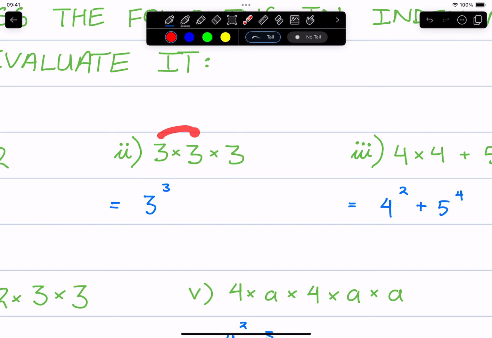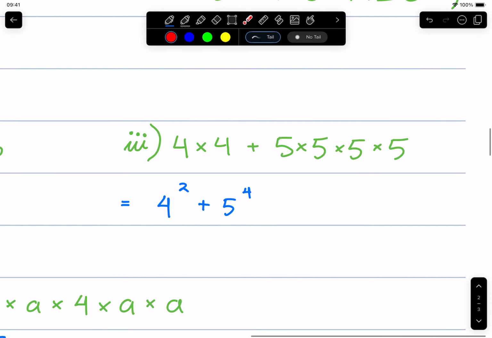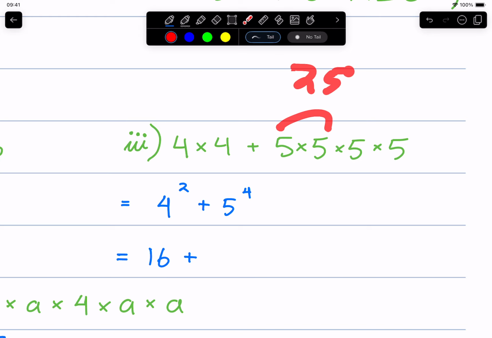Same idea, 3 times 3, that will give us 9. 9 times 3 will give us 27. So 3 to the power of 3 is 27. For this one here, 4 times 4, well, that gives us 16. Plus stays where it is. 5 times 5 is 25. It's going to get a little tricky here now.